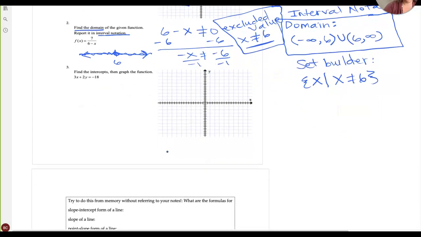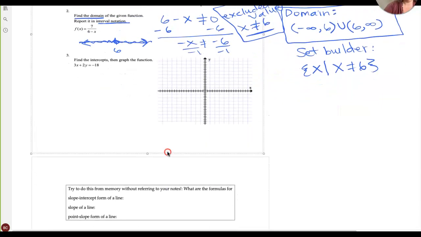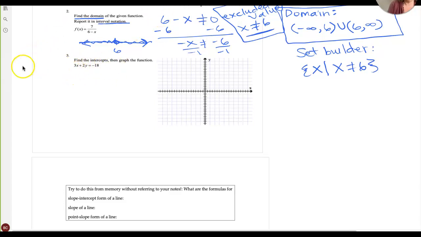All right. Okay, how about this one? This one says, find the intercepts and then graph the function. Notice that this equation is what we call standard form. Standard form just means that the x and the y are on the same side of the equal sign, and then there's just a number with no variable on the other side. So it's written in standard form right now.